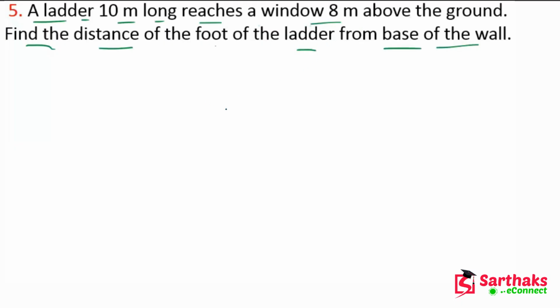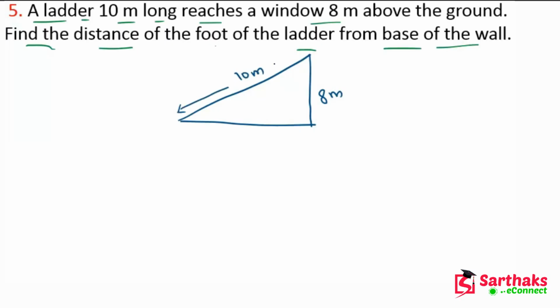Let's suppose this is the ground, and this is 8 meter, and this is a ladder which is 10 meter. These points are A, B and C. Now we have to find the distance of the foot of the ladder from the base of the wall, which means we have to find this distance.